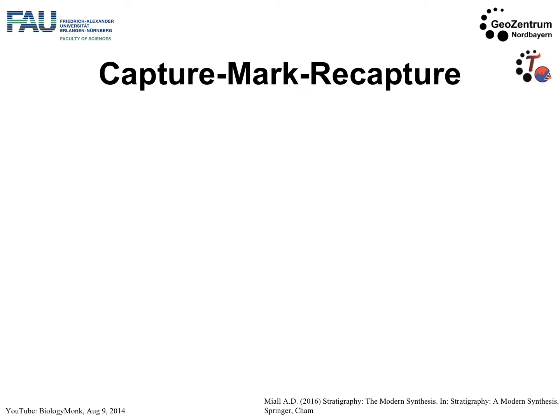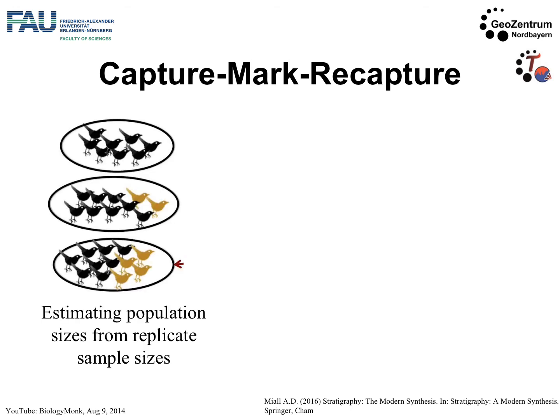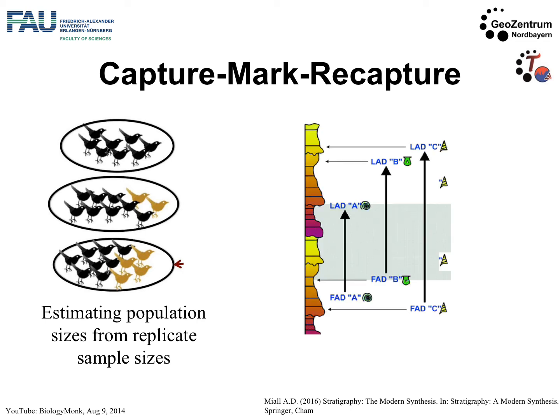We propose using capture-mark-recapture methods to assess extinction selectivity. In ecology, CMR methods are used to assess population parameters from multiple sampling events. In paleontology, the first occurrence of a taxon is analogous to marking, and every subsequent occurrence is analogous to recapturing.